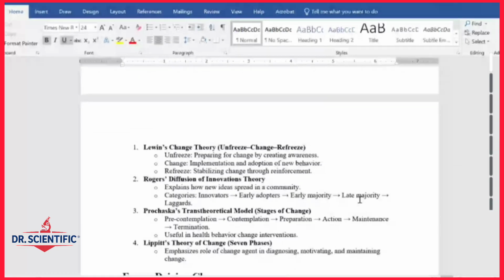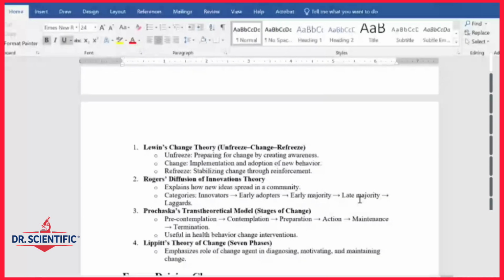So the first one is Lewin's change theory, which is also called unfreeze, change, refreeze. Unfreeze is for preparing for change by creating awareness; change is implementation and adoption of new behavior; and refreeze is where there is stabilizing change through reinforcement. The second one we have is Rogers' diffusion of innovation theory, which explains how new ideas spread in a community. Categories we have: innovators, early adopters, early majority, late majority, and the laggards.